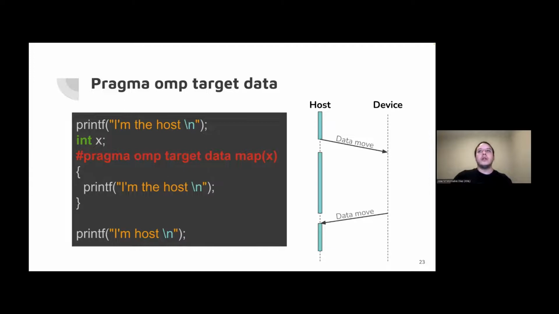Okay, so I am only creating the data move to the device and creating the data move back to the host. Is this clear? I think it's important because people tend to confuse a lot in between target regions and target data regions. So they do not execute target data regions. The code within the target data regions does not execute in the device unless I have a target region inside of that code. All right.